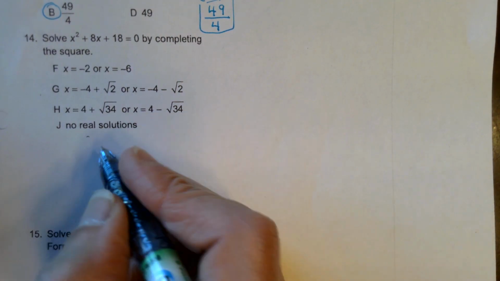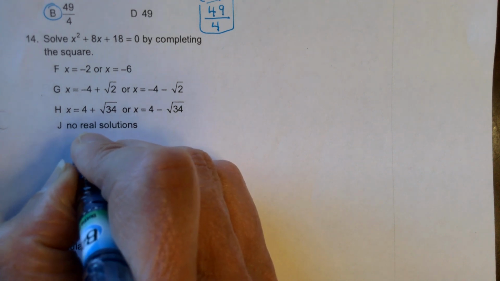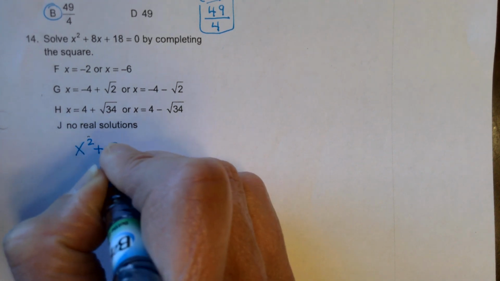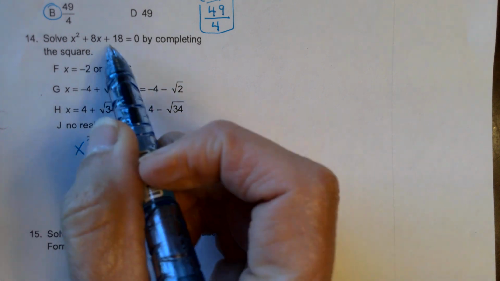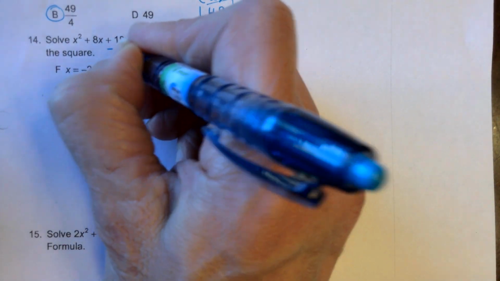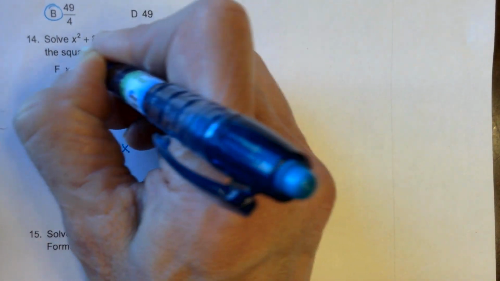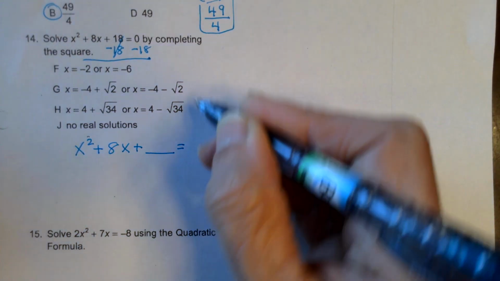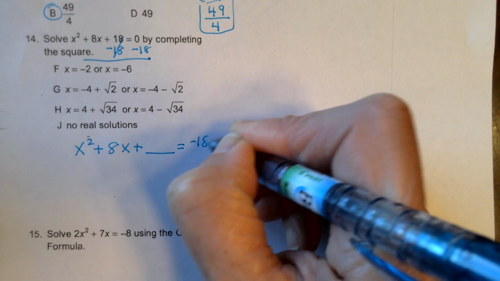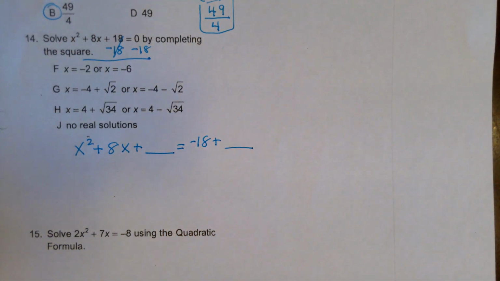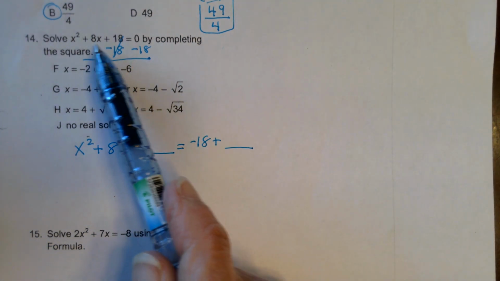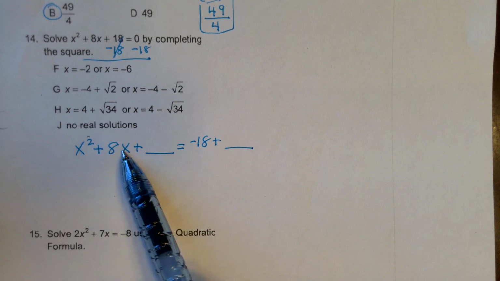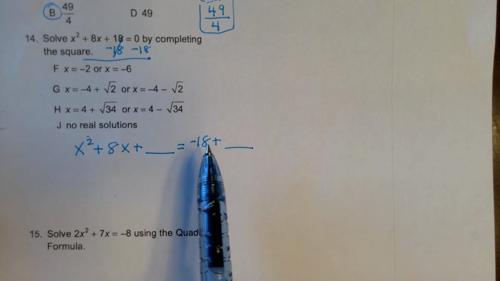Okay? So let's start down here. X squared plus 8x. And the first thing you want to do, actually, before I even go down there, is I'm going to minus that 18 and put it on the other side, so that I can have that blank space there. Then I've got the -18 plus blank space. So that's your first step. You only want the x squared and the x on one side. Get the other number on the other side.